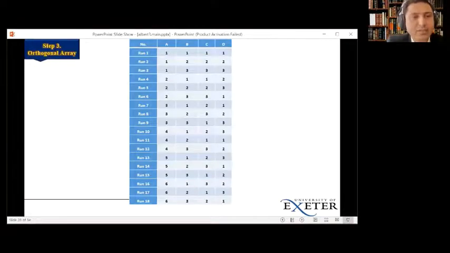Step three, construction of an appropriate orthogonal array. In the Taguchi approach, only a certain number of experiments is needed to test according to the orthogonal array rather than all feasible models.